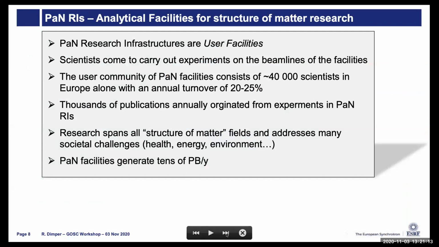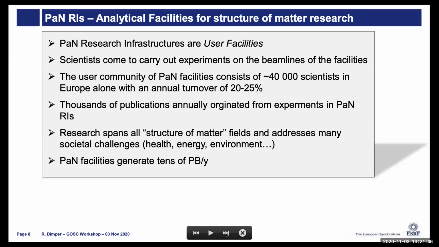Now, what are we actually doing? So we are considering ourselves as user facilities. We have every year thousands of scientists coming to our facilities with their samples. They stay for a short amount of time, typically 3 days up to 7 days, depending on the research they want to do. And then they go home usually with terabytes, not yet petabytes, but soon petabytes of data, trying to analyze the data and then writing a publication.